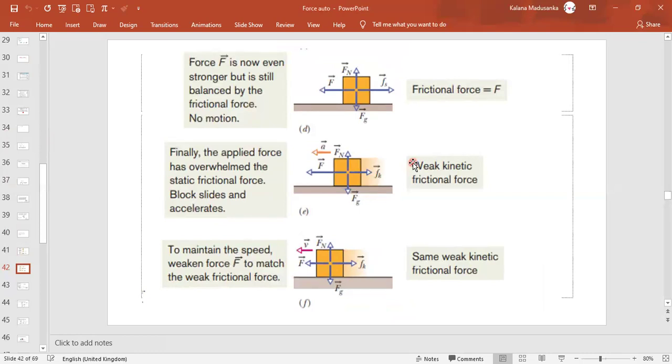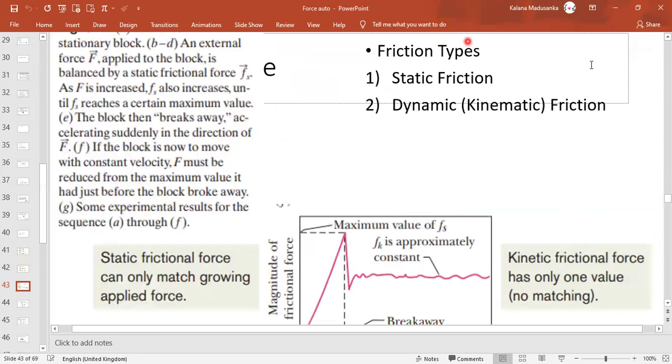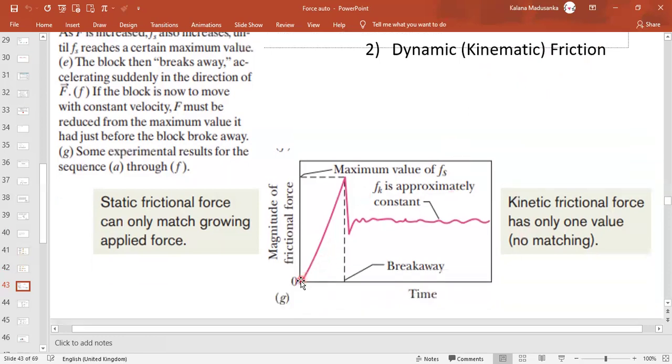Now we have talked about 6 figures. Now I can put them all into one diagram. You can easily understand, right? And in this case, you identified that there are 2 types of friction. One is called static friction and the other one is called dynamic or kinetic friction. Kinematic means in motion, there's no motion in the static friction. Now, let's look at this figure. You have to remember this figure actually. It is very easy to understand, right? Here you can see the static frictional force can only match the growing applied force.